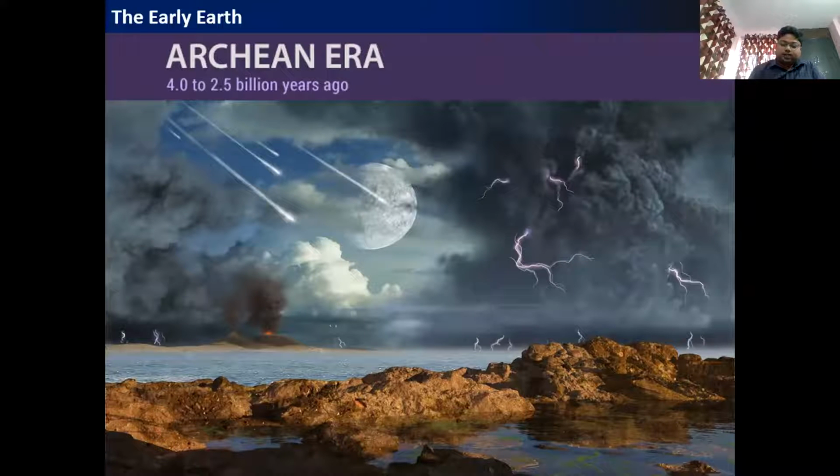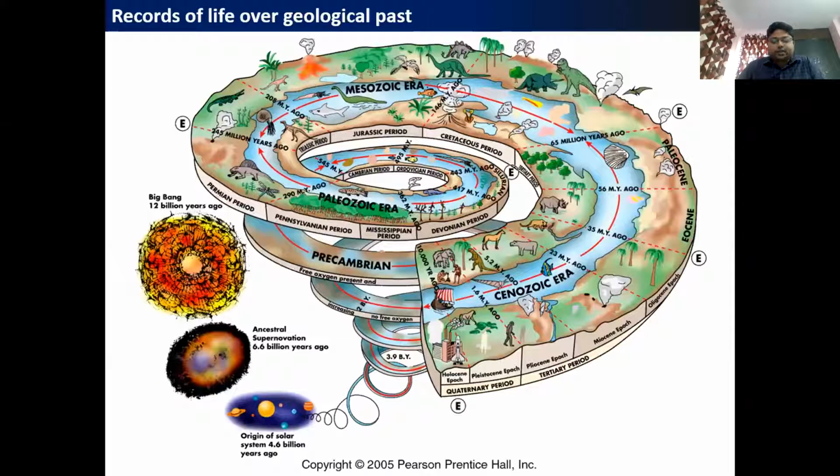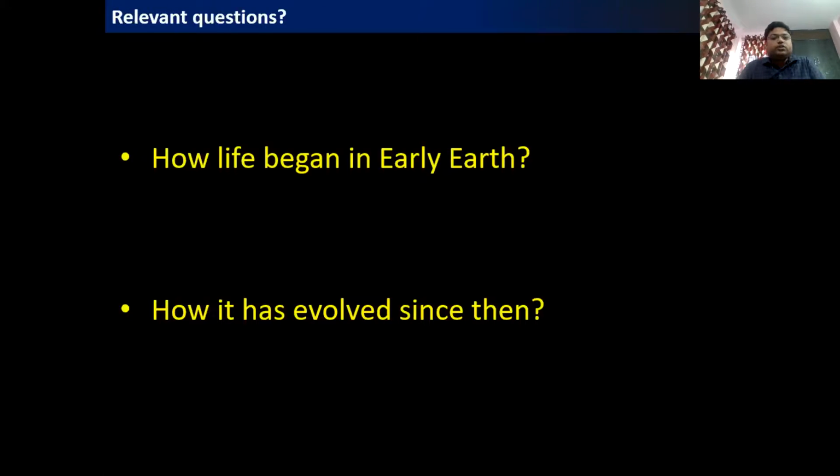Now at this stage, current research says we get the sign of life. It was around 3.7 billion years ago that we get the first sign of life in the form of microbial structures. It was found in Greenland. From then, life has emerged, as you all know, through geological history. But when we study this record of life over the geological past, the two most important questions that come to our mind are: first, how life began in early Earth, and second, how it has evolved since then.